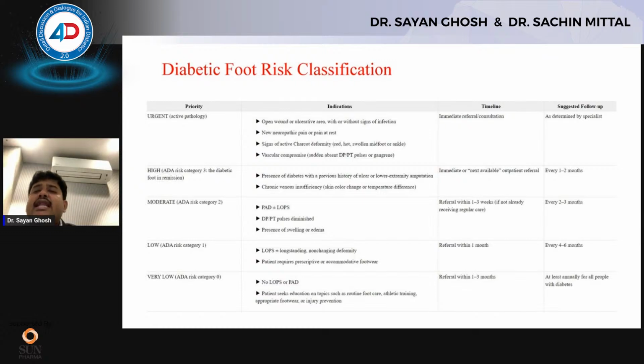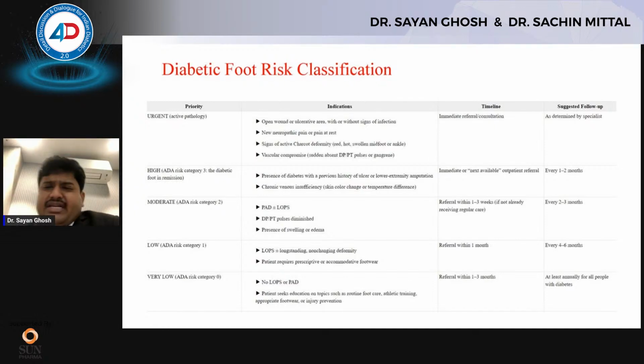Now, low, the ADA risk category 1, there is only loss of protective sensation but no signs of peripheral arterial disease or diminution of any peripheral pulses. So loss of protective sensation is long-standing, with non-changing deformity. The patient requires prescriptive and accommodative footwear. Referral within 1 month, every 4 monthly follow-up is necessary.